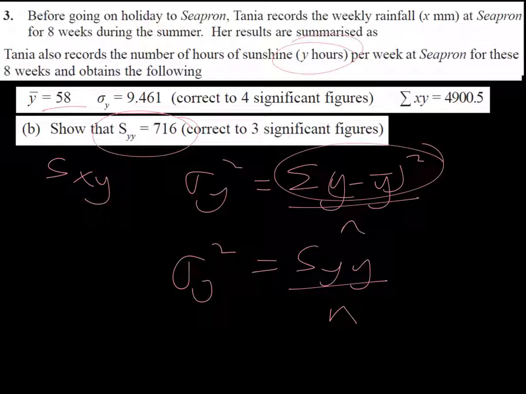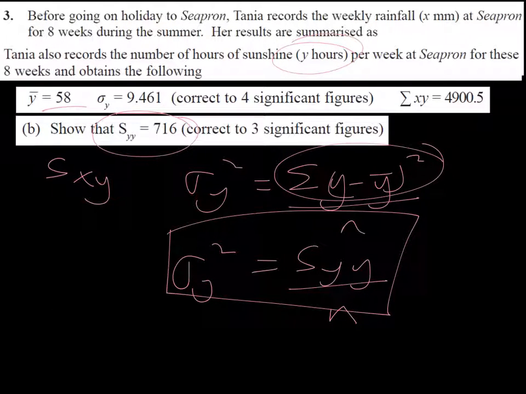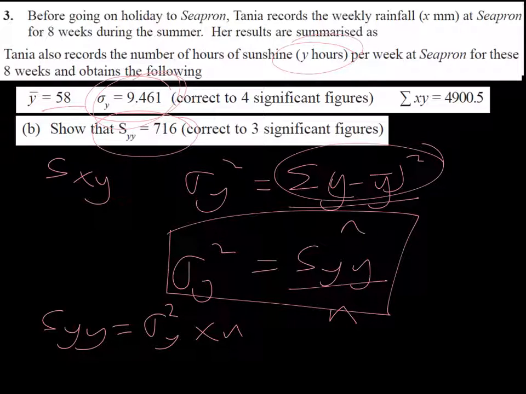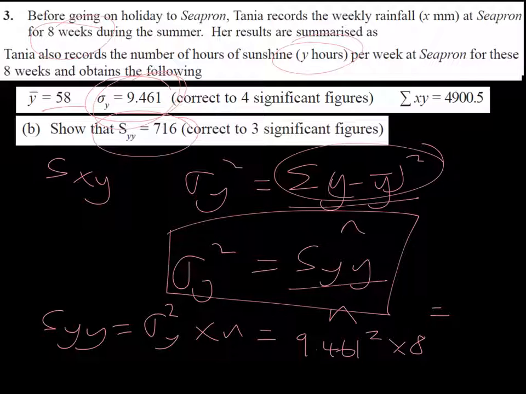So we're asked to show that Syy equals 716. So if we rearrange this equation here, we can have that Syy is equal to the variance of y multiplied by n. In the question, we are given information on the standard deviation of y. So the variance, therefore, is going to be 9.461 squared. And if we multiply that by the number of weeks which she's recording data for, which is 8, we will get our final answer of 716, correct to 3 significant figures.